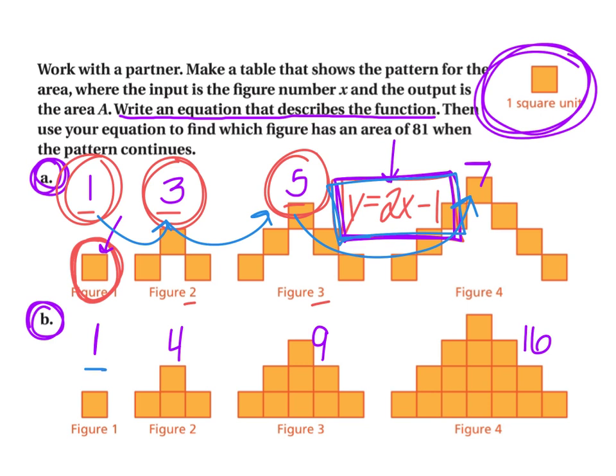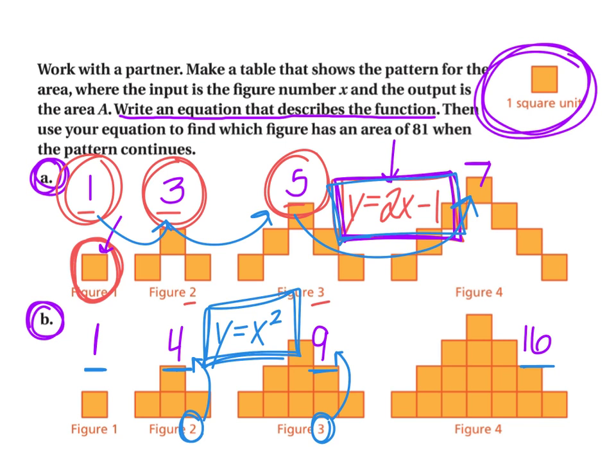You hopefully have recognized these numbers. They've been on my clock all year. These numbers here, 1, 4, 9, and 16, are the first 4 perfect squares. 1 times 1 is 1, 2 times 2 is 4, 3 squared is 9, 4 squared is 16. So what they're doing each time to this number is that they are squaring it. So my function then would be y equals x squared.